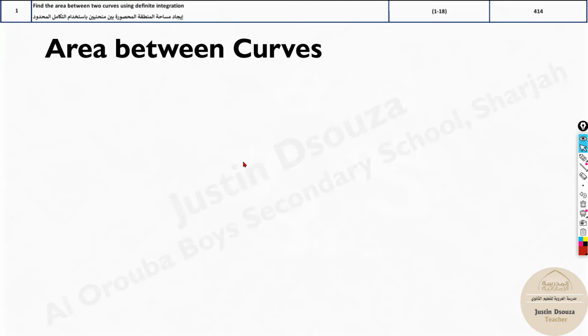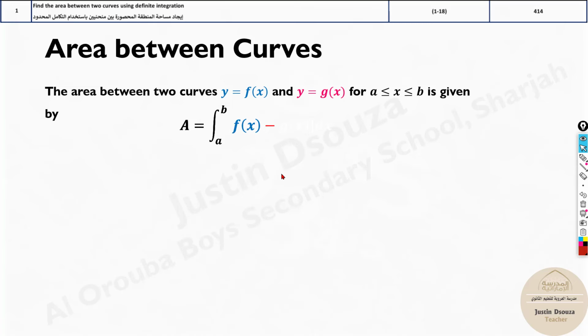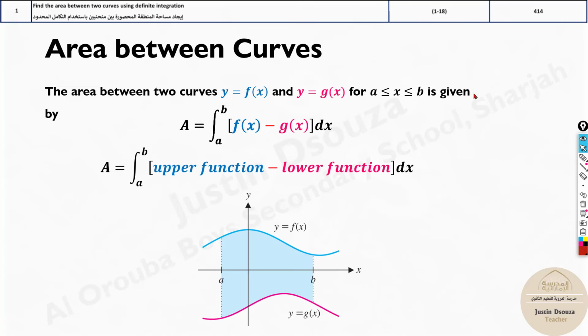Please note that in these problems, I will use the shortcut methods or the calculator methods. Since you have 4 options, you can directly solve the problem and check the correct option and get the answers. Now the first problem uses this formula. It uses the limits, integral with the limits a to b, upper function minus the lower function. Even if you do not know which is upper and lower, you can find it out as long as the limits and the functions are known.